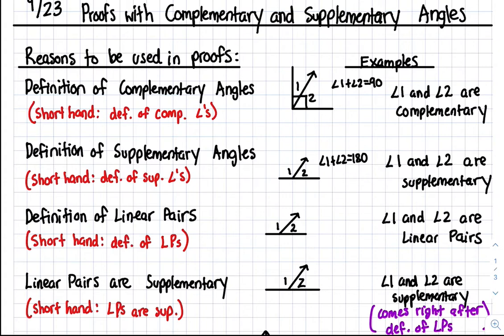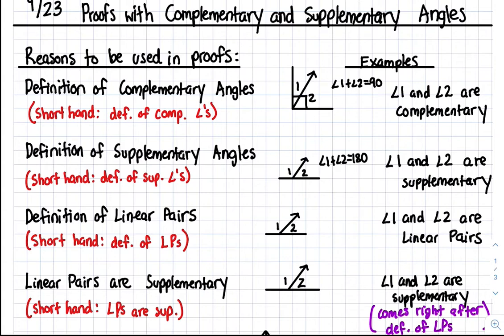Next one, definition of supplementary angles. You know supplementary angles are two angles that add up to 180. So if I saw this, then I would say angle 1 and angle 2 are supplementary angles. Why? Because that's literally the definition of what supplementary angles are.